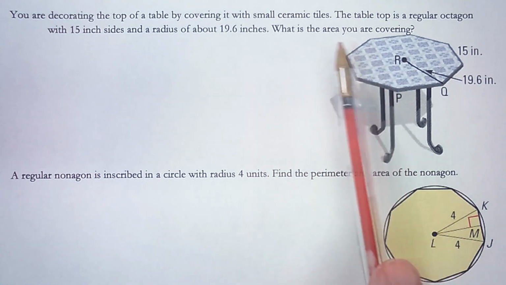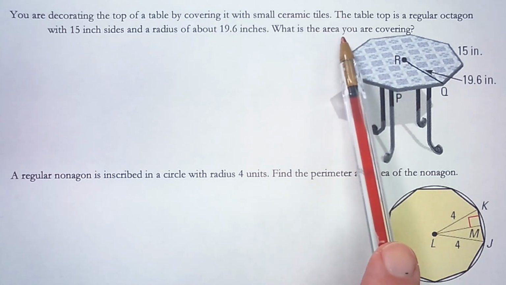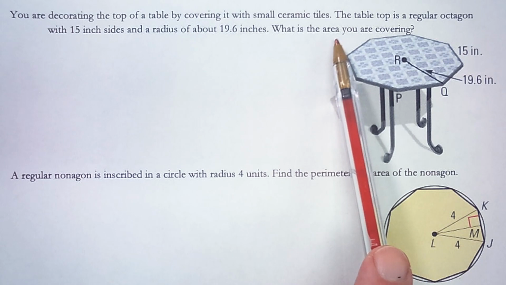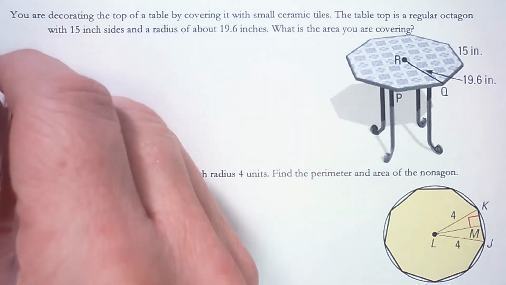Where this one says find the area, it says what is the area you're covering. We're not actually going to find the area in today's video. We're going to find the length of the apothem and the perimeter. So here we go. You are decorating the top of a table by covering it with small ceramic tiles. The tabletop is a regular octagon with 15-inch sides and a radius of about 19.6 inches. We're going to find the apothem and the perimeter.